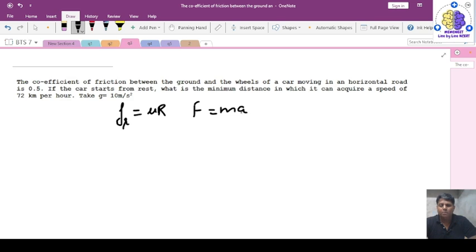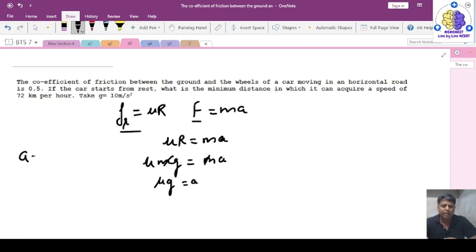If the car is starting from rest, it would start moving only when this limiting frictional force is equal to the externally applied force. That means we can say that mu into R is equal to M into A, and R is nothing but mg, that is the normal reaction force. So mu mg is equal to M into A, and from this the M cancels off, we get mu into g is equal to A. So acceleration A will be equal to mu, which is 0.5, times g, which is 10. So we get A is equal to 5 meter per second square.